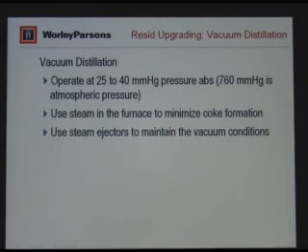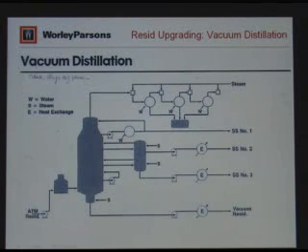The basic operating pressure is 25 to 40 millimeters of mercury, and that's a pretty low vacuum. And they use steam in the furnace to minimize coke formation to make sure that the material goes through well. But then you have the question of how do you actually get to this level of vacuum? Because you need some way to remove material to get to this particular pressure. What they actually do is to use steam ejectors on the top of the column.